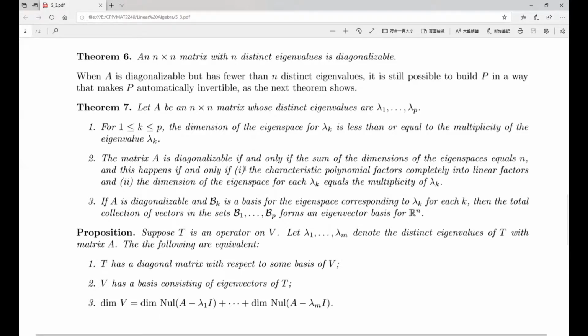All right, so there are two things we need to be careful of. The characteristic polynomial factors into linear factors. That means there are no repeating lambdas. And number two, the dimension of the eigenspace of lambda k equals the multiplicity of lambda k. So like the previous example, if you have multiplicity of 3, that means we want our dimension of the eigenspace to be 3 as well. That means we want to find 3 linearly independent eigenvectors from the eigenvalue.